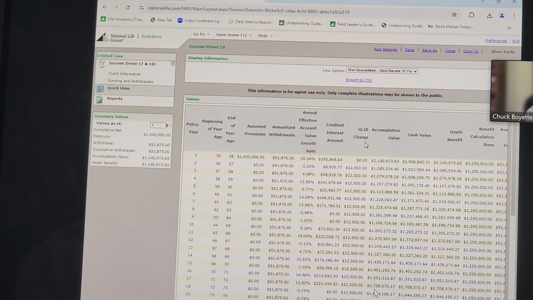The charge for the rider. So there's a 1% fee. That 1% fee is added at the end of the year, so you don't see it in year one, but beginning of year 2, you'll see the charge for the rider, and the charge for the rider is included. That's already assumed when you're looking at your annualized withdrawals.